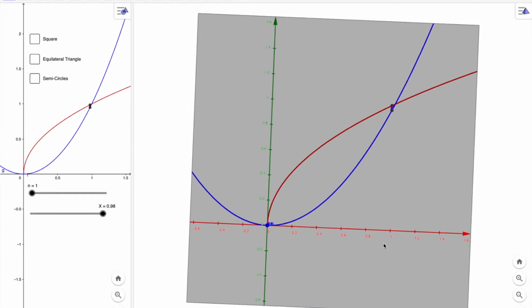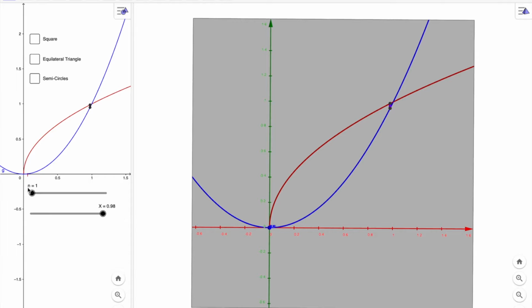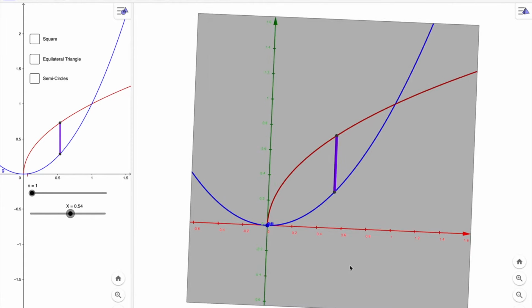So common wording to these questions is that the region between these two curves is the base of a solid whose cross sections perpendicular to, in this case, the x-axis, are either squares, equilateral triangles, or semicircles. So let's just dissect what that looks like.